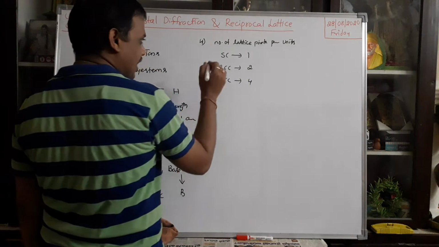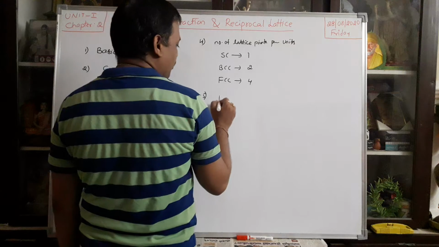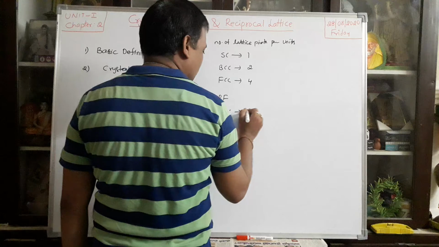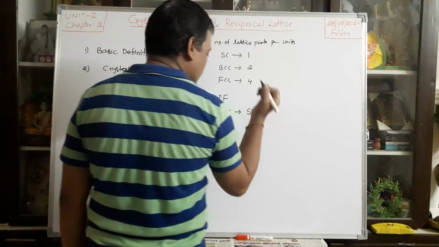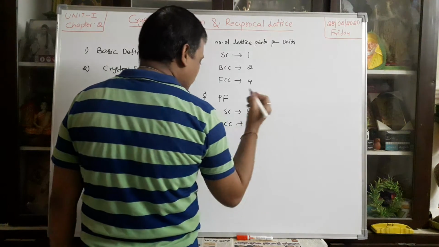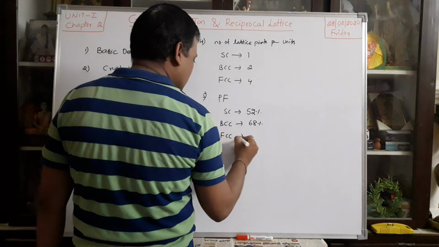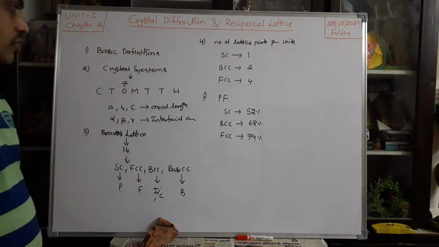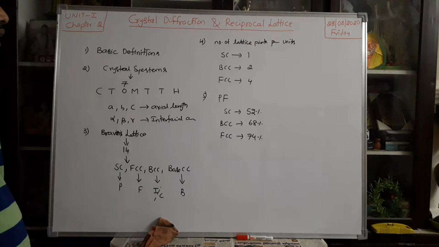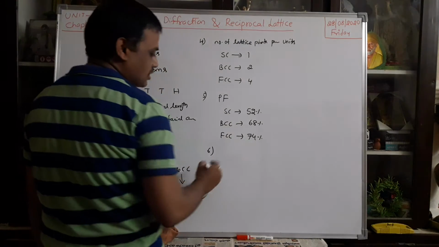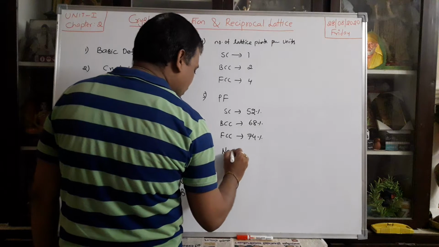After completion of number of lattice points per unit cell, we deduced the packing factor. Packing factor for simple cubic structure is 52%, body-centered cubic structure is 68%, and face-centered cubic structure is 74%. So among the 3 structures, the most strongly packed one, having the highest strength, is the face-centered cubic structure.